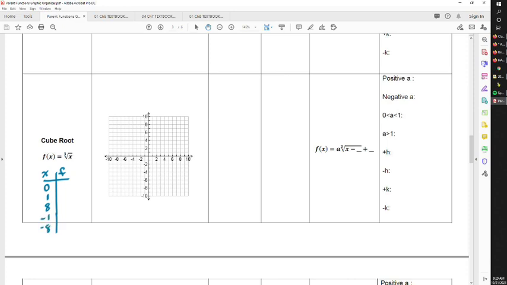Those are easy ones. The third root of zero is zero. The third root of one is one. The third root of negative one is negative one. The third root of eight. What's the third root of eight? Two to the third power gives me eight, right? So that's two. And then this one's going to be negative two.